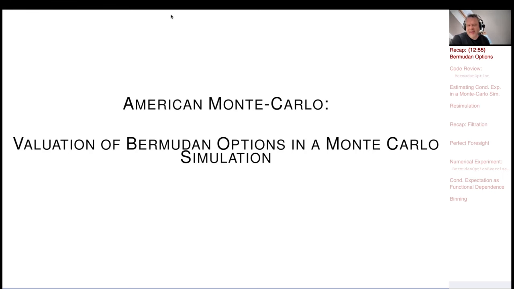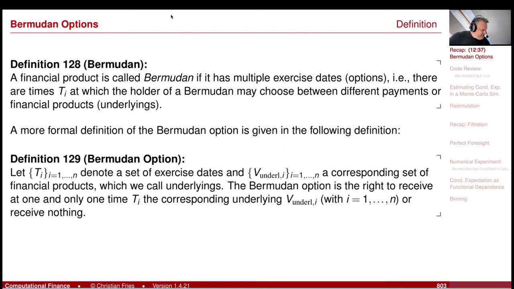Let's have a short recapitulation of our section on Bermudan valuation, because that provides us a lot of intuition about what we could do to derive a method that gives us the conditional expectation later. So here was our definition of the Bermudan option. We have a set of exercise dates, and at these exercise dates, you have the right to receive the value of an underlying financial product, but you have the right only at one of these exercise dates. So you can exercise once or never.